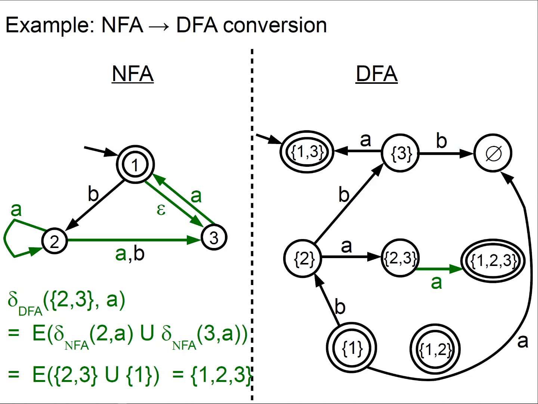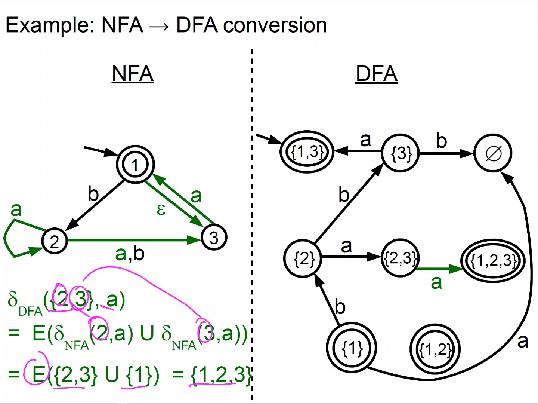Okay, let's now do something a little more complicated. Let's say now you're in state {2, 3}, and you read an A. Remember, we're going to apply delta NFA to each state in this set. So we apply it to this 2 here and to this 3 here. For each of them, we compute the delta NFA. The first one gives us the set {2, 3}. The second one, the set {1}. We take the union, and then we take the epsilon closure E of that, resulting in the set {1, 2, 3}.